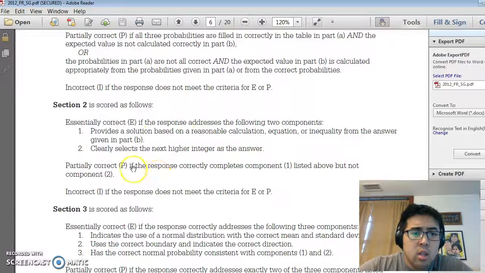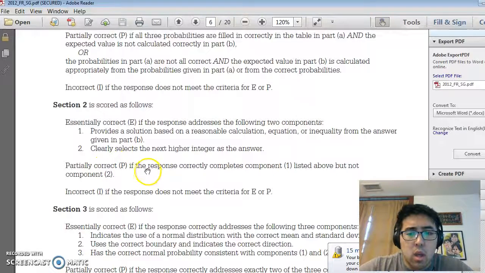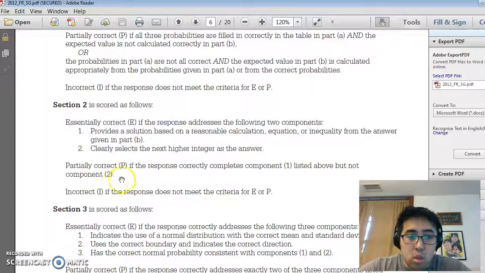Partially correct. Let's see what happened if you didn't round. Here it says it's partially correct if the response correctly completes component 1, but does not complete component 2. So as in you didn't round, you get a P. That's actually kind of harsh, but I agree with it because you have to understand that in order for your expected value to be higher, you have to play a certain number of games. You can't play in between a certain amount.